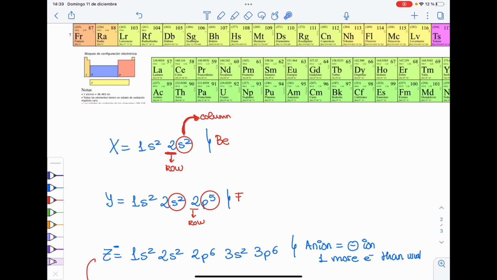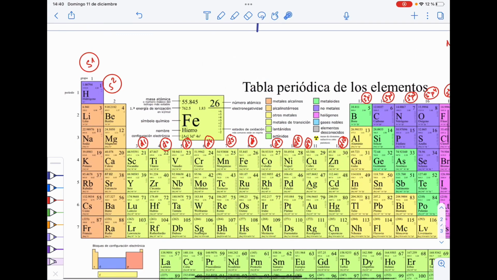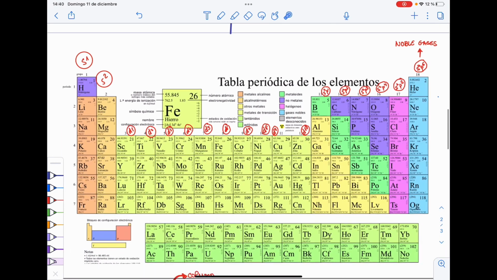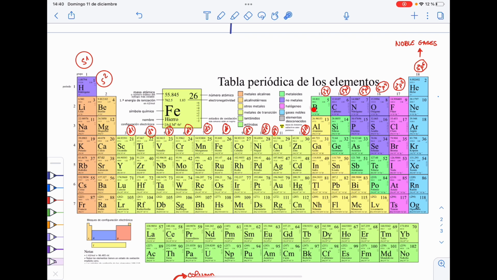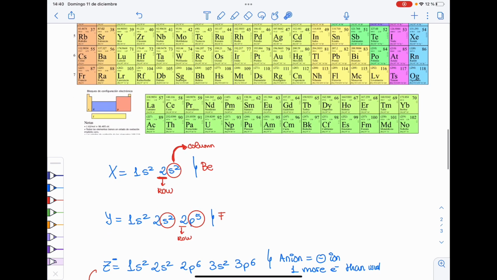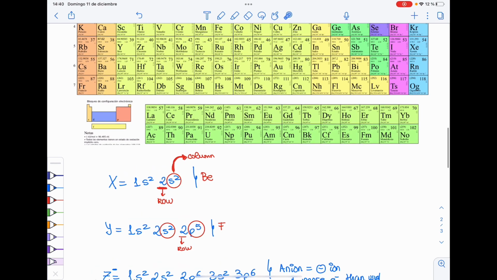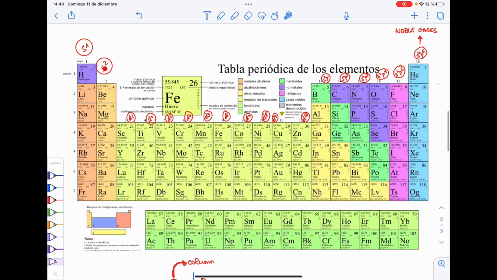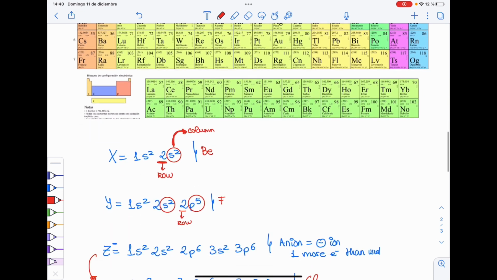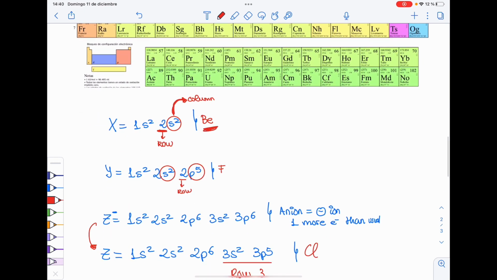Okay, so this means that we are in the second row, so not this one, we are in this one, the second row. So it could be lithium, it could be beryllium, it could be boron, carbon, nitrogen, oxygen, it could be any one of the elements on this row. But it finishes with S2, so the only column that finishes with S2 is this one, the second column. So we know that if we are in the second row and second column, it must be beryllium. Okay, so this is going to be beryllium.